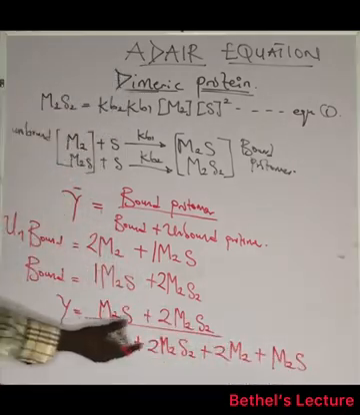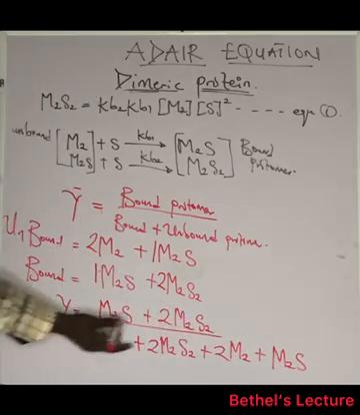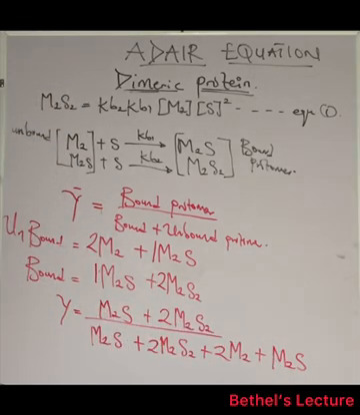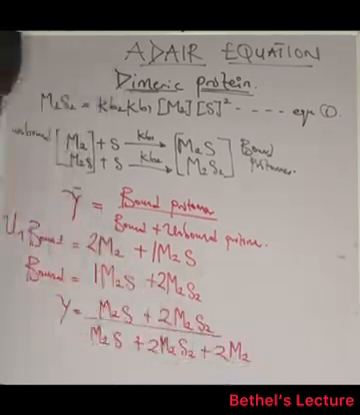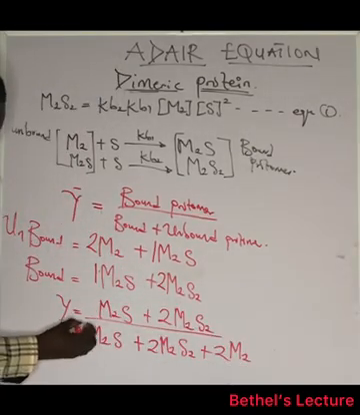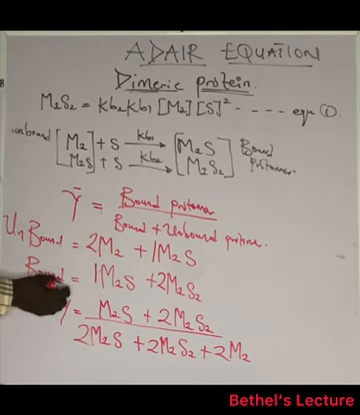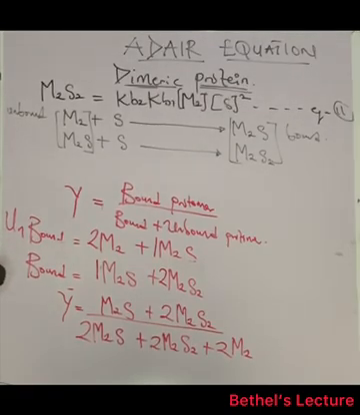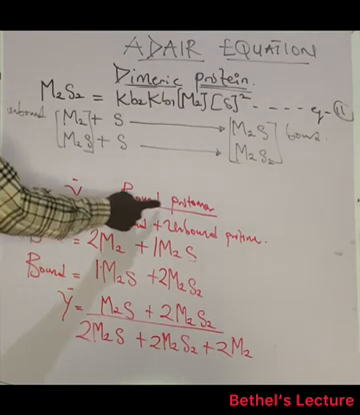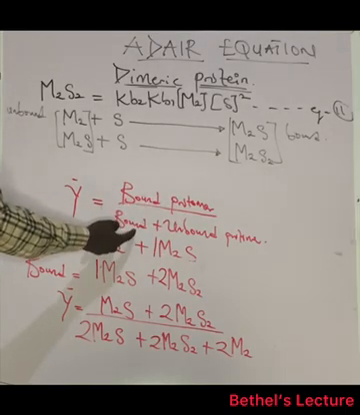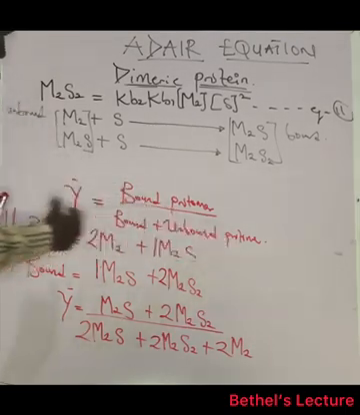If you notice, M2S plus M2S gives us 2 M2S. So instead of me writing the M2S, I will take this one off and just indicate 2 here. Then this is the concept of fractional saturation. Let me just explain it again. Alright, so repeat everything. This is fractional saturation represented with something like Y bar, and this equals the bound protomer all over bound plus unbound protomer. Okay?